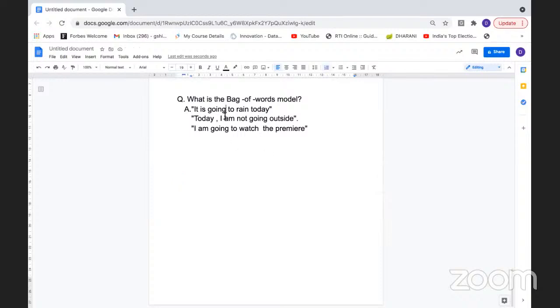So now you know that this is one document, this is one document, this is one document. All are documents. And now we should make a list of all the words from all three documents, excluding the punctuation marks. So what are the words I get here? I get it, is, going, to, rain, today. Again, what is repeated? I. This is your tokenization. I am not outside.